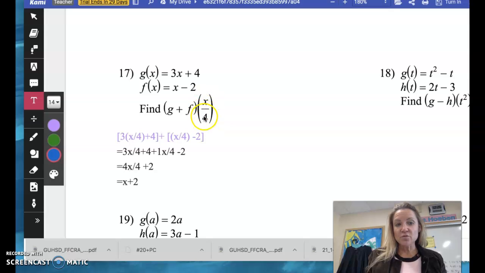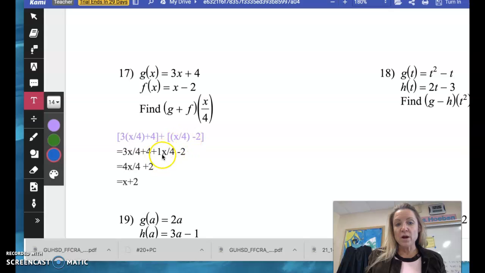So I took the x over 4 and I got 3, and then in parentheses I put x over 4 plus the 4, plus, and then I plugged the x over 4 again in here, x over 4 minus 2. Okay. For the next step, I just simplified. So 3 times x over 4 is 3x over 4 plus the 4, and then x over 4.